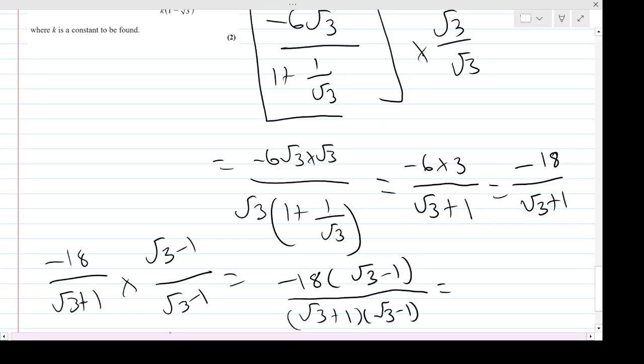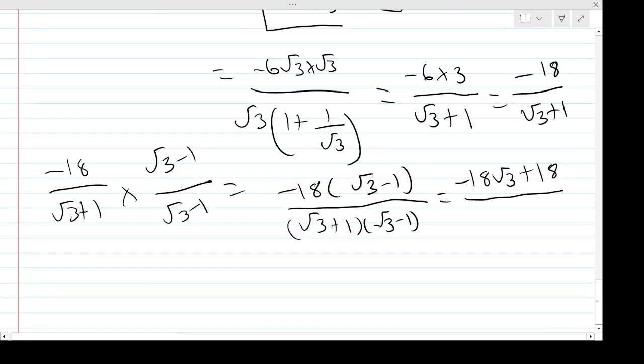Then if I expand the top bit, minus 18 root 3, take away, then minus 18 times minus 1, that's just plus 18, because two negatives make a positive. Then the bottom is the difference of 2 squares, but again, you can always expand it, and you shouldn't have any roots. But then we get the 2 squares, that's going to be 3, right? Because root 3 squared is 3, take away 1 squared, which is 1. So that goes to 3 minus 1, which is 2.